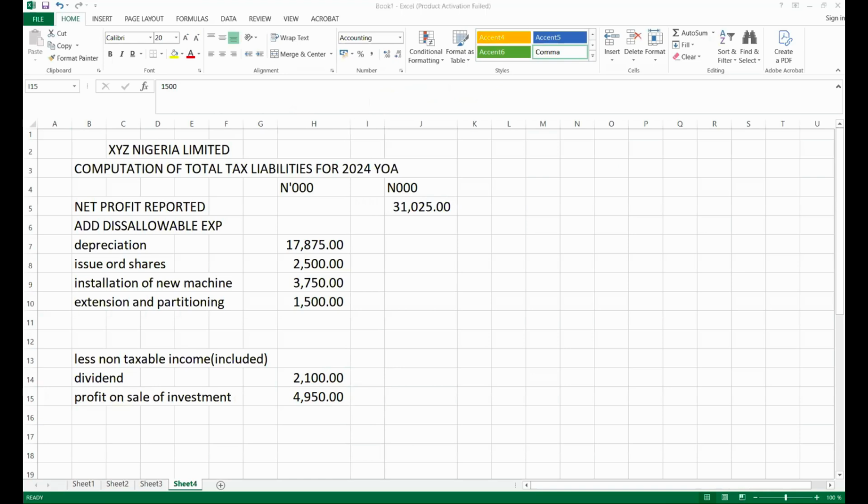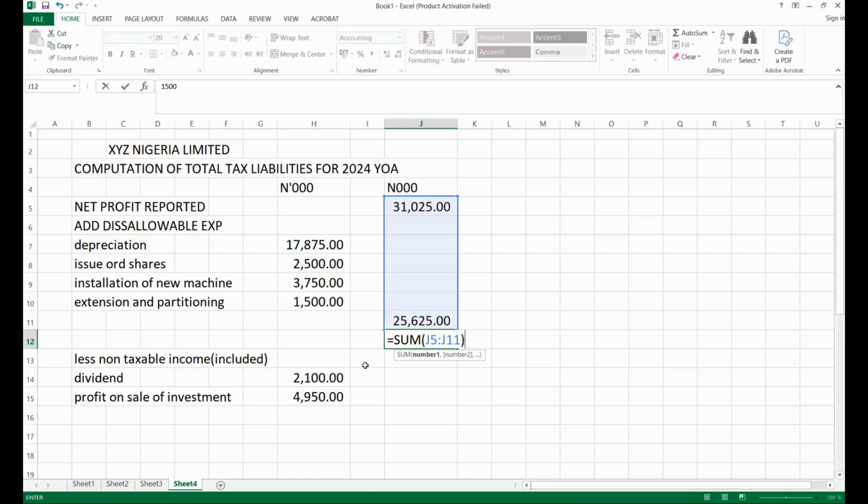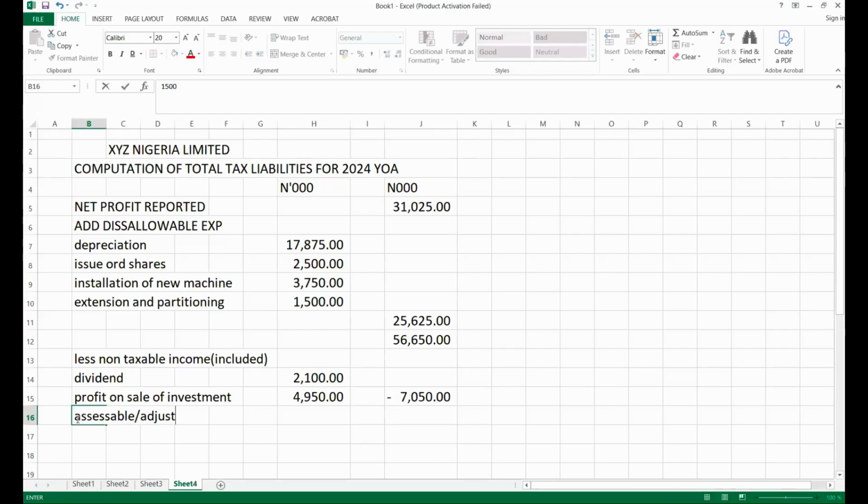So from there, we can get our adjusted profits. So we add this to this. All this will be added together to get this. So I'm going to less this 21 plus 4,950, minus 7,050. So the resulting figure will give us the adjusted profits, which is the resulting figure of this and this.